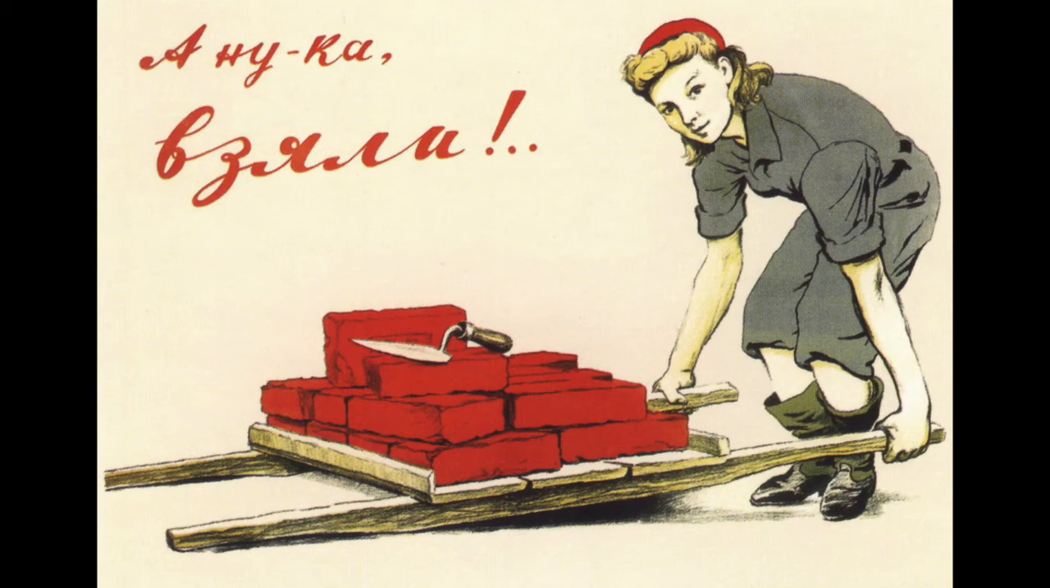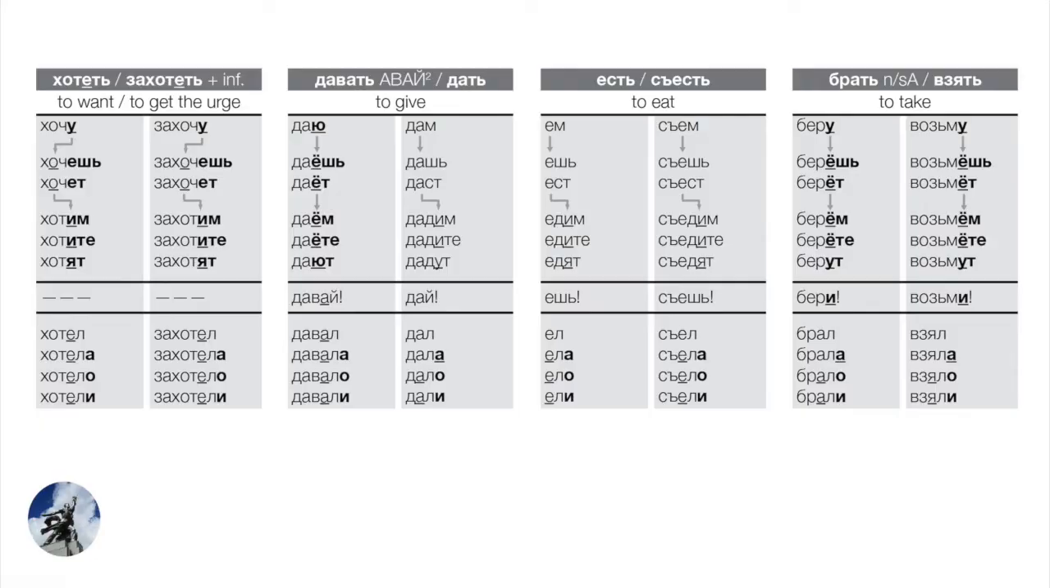Ну-ка взяли. Okay, so here is a table of 4 aspectual pairs. And if we look them over, we see most of these forms are completely irregular. That is, they're not tagged by type. Now, remember that just because two verbs form a pair, it doesn't mean they're conjugating in the same way. Now let's look these over from that point of view. To want is хотеть, захотеть. Both of those are irregular.